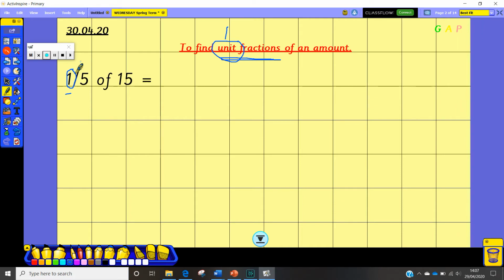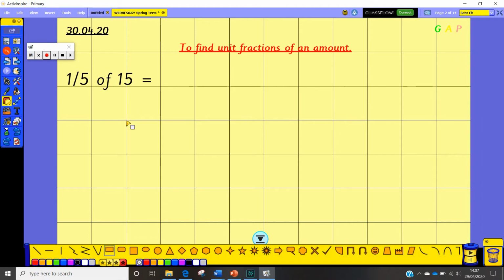So to answer this question then, we need to read the question first of all. My question is asking me, if I just take off all that annotating, for 1/5 of 15. So my second job is to draw my bar model.